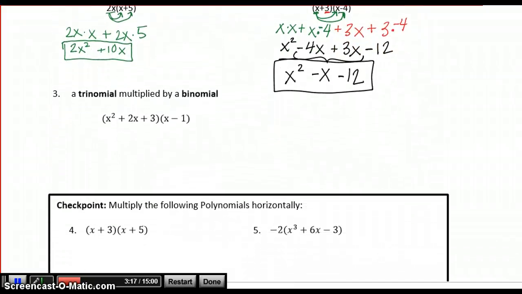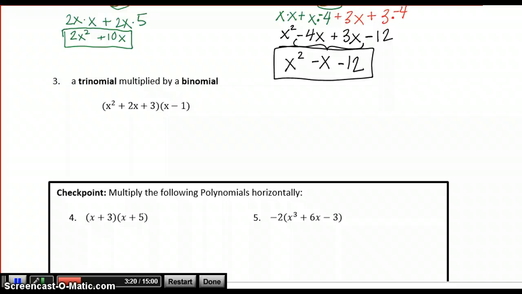We're going to look at one more example. What if we have a trinomial with three terms multiplied by a binomial? So again, we start with our first term in polynomial A and multiply it by each term in polynomial B. So we have x squared times x and x squared times negative 1.